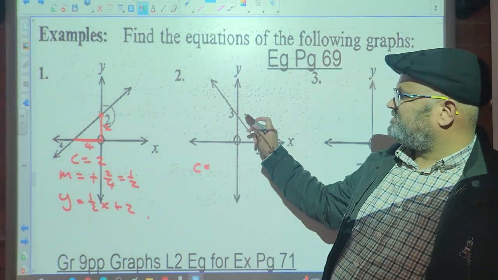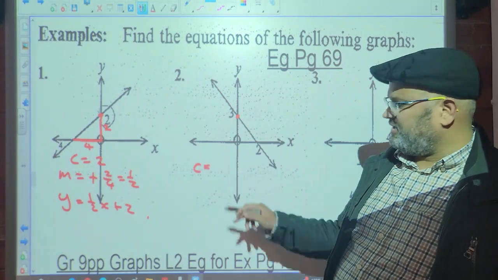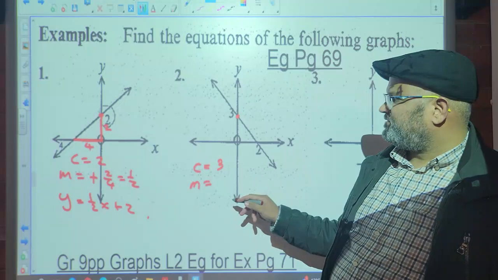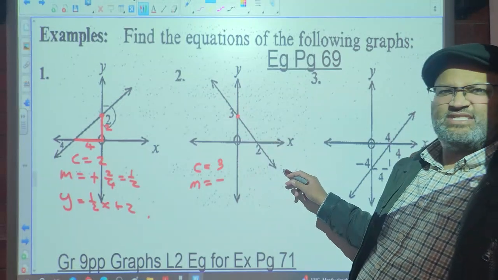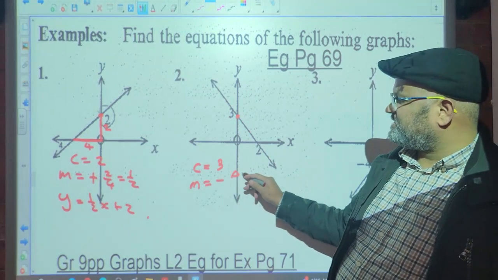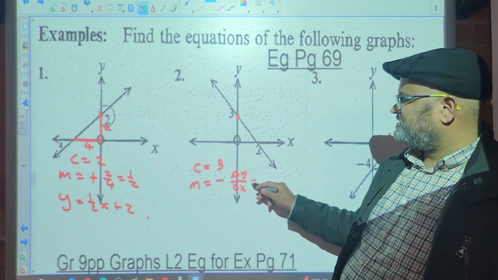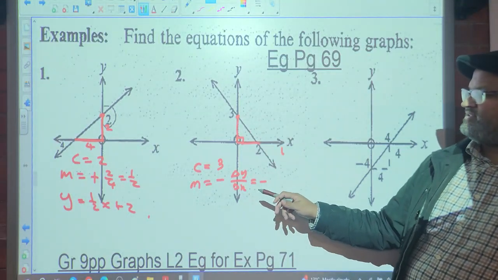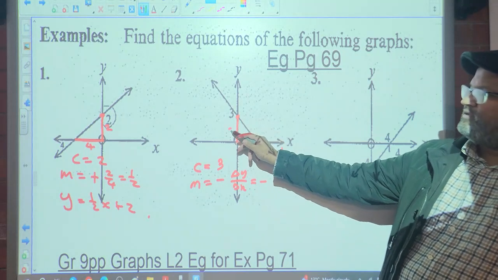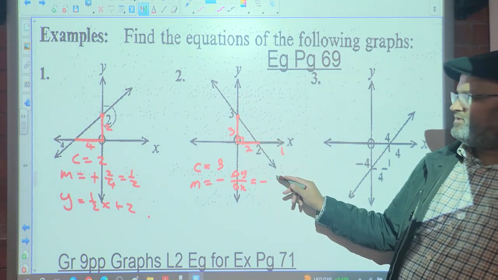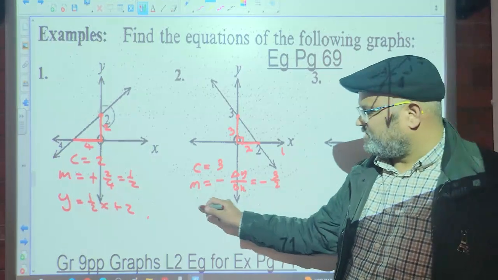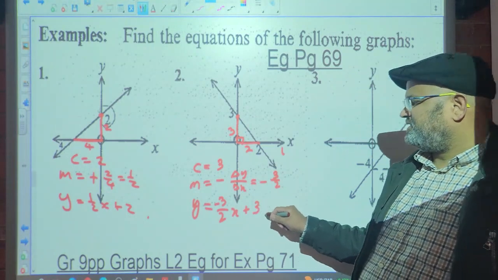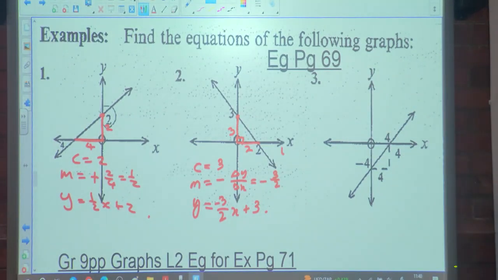What's your c value here? 3. What about the gradient? Is the gradient positive or negative? Negative. Why? Decreasing. So delta y over delta x, change in y over change in x, is going to be negative. There's your right angle triangle that you're talking about. What's this length here? 3. And this length? 2. So it's going to be 3 over 2. What's my equation? y is equal to negative 3 over 2 x plus. Okay.